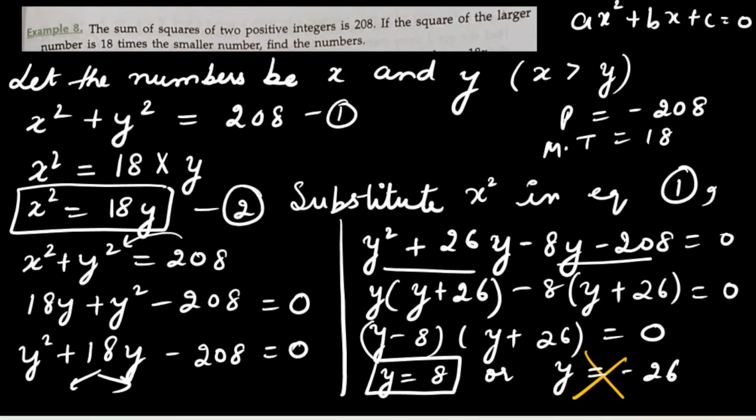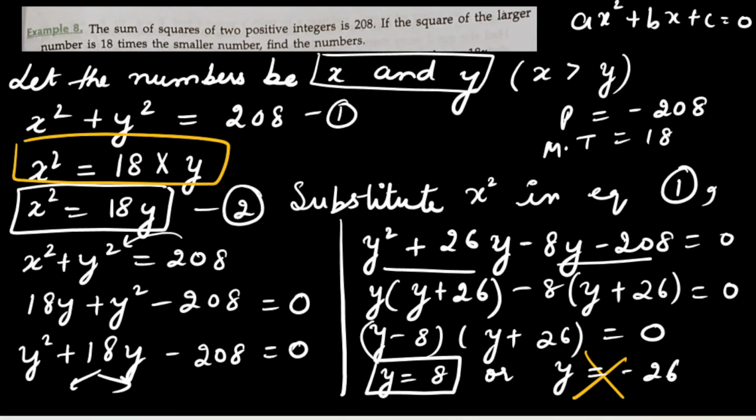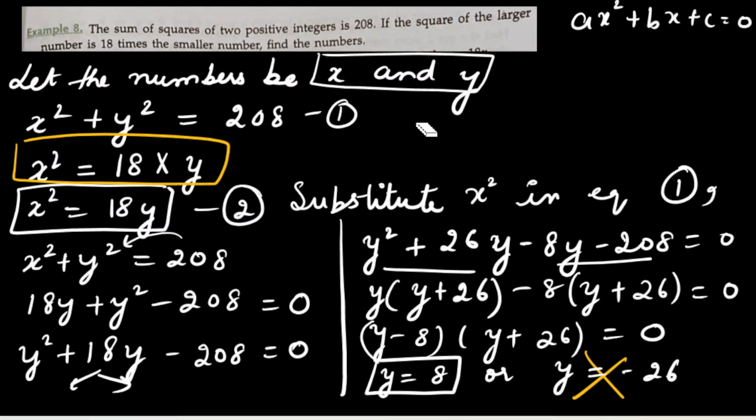See, now we have found the value of one of the numbers. We assumed the numbers as x and y, so y is equal to 8. Let's find the value of x also. How to find the value of x? See, we know x square's value. Here you can see x square is equal to 18y. So this part we will use now, and we'll find the value of x.